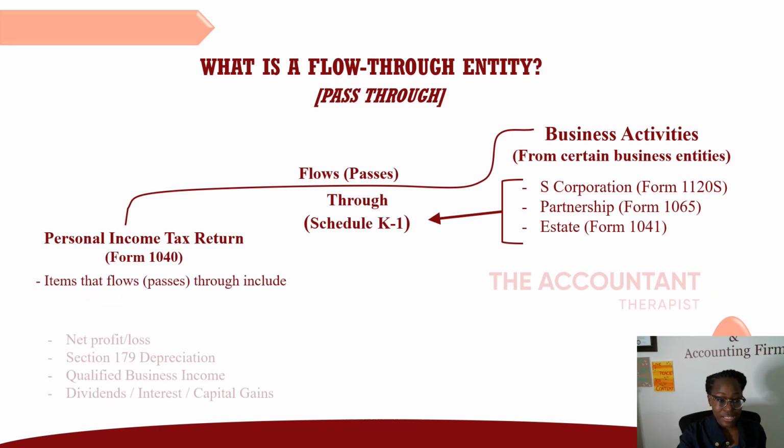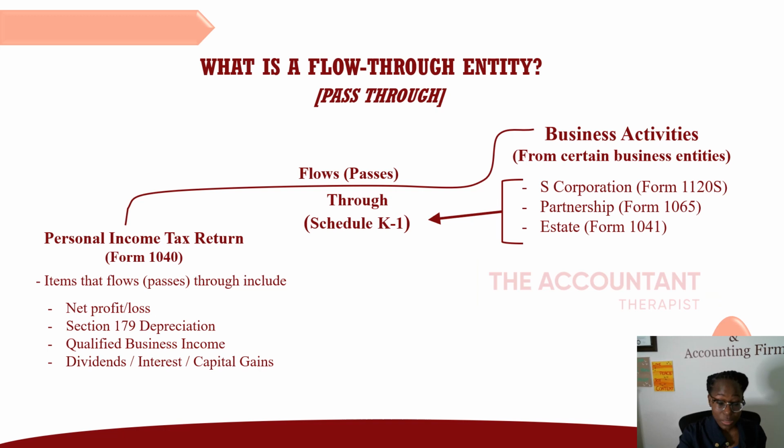Some of the items that oftentimes show up, and this is just some of it, there's a list of things, but these are the most popular ones that I really want to bring to your attention. That includes the net profit or loss, if there was a Section 179 deduction claimed, and qualified business income. This way on your personal income tax return, we can capture what is referred to as a qualified business income deduction. In addition to these items, we could have, say, dividends, interest, or capital gains. And again, these are all items that flow through from the business through a Schedule K-1 onto your personal income tax return.